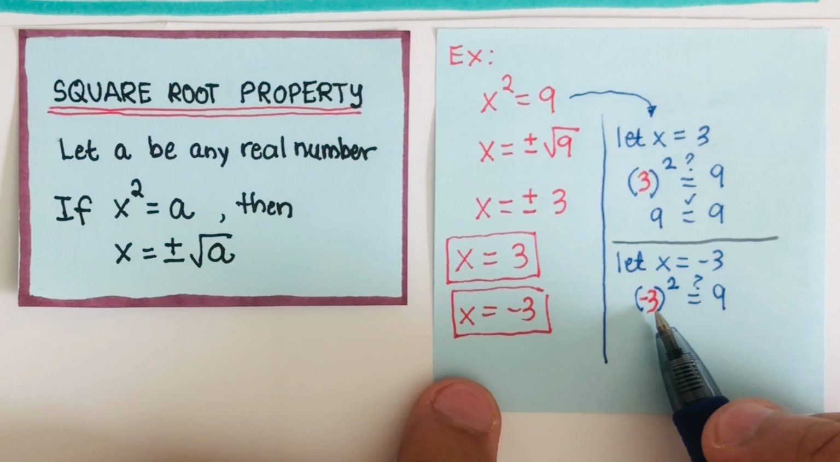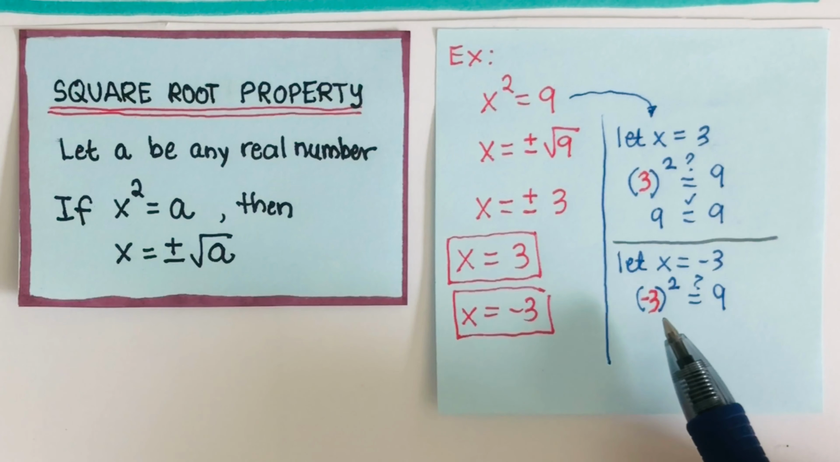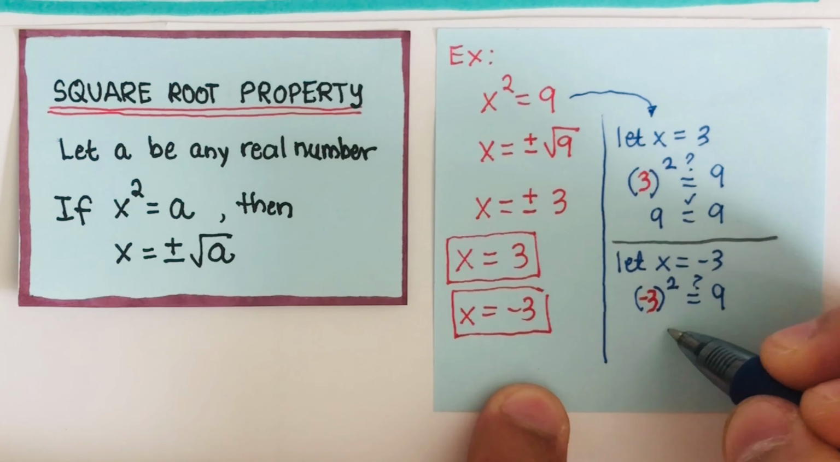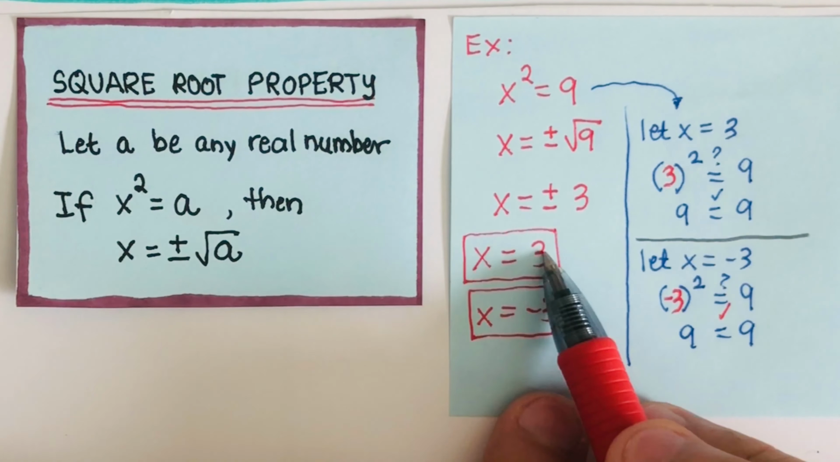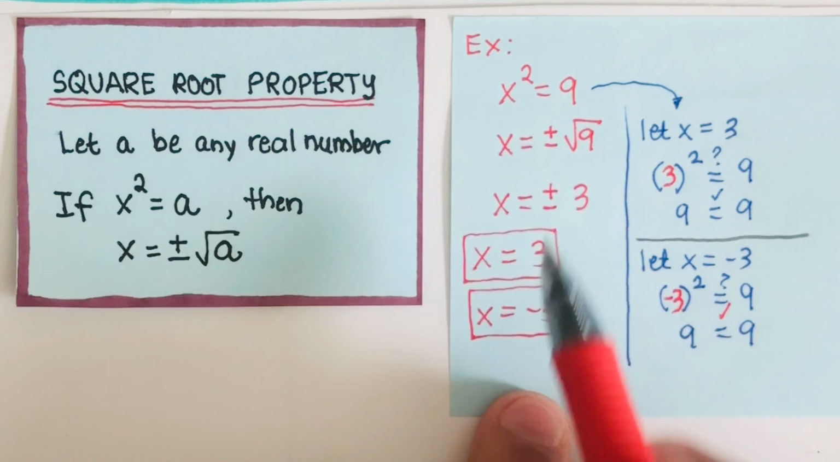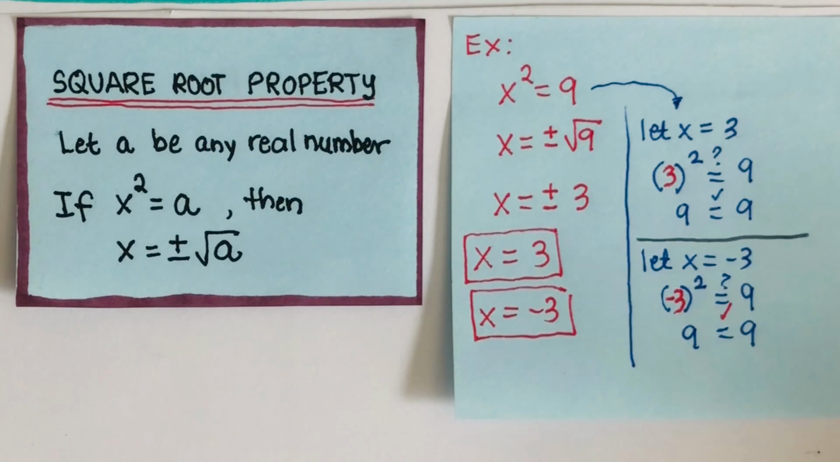Negative 3 squared means that we're supposed to multiply negative 3 two times. This is where the importance of the trick comes in, that we put a parenthesis first before we plug in values. Because if you don't put a parenthesis on the negative 3, others would think that it is a negative 9. In fact, it's a positive 9, because negative 3 times negative 3 is a positive 9, which is equal to 9. So both of these solutions work for this equation. This equation has two solutions, both x is positive 3 and x is negative 3, and that is based on the square root property.